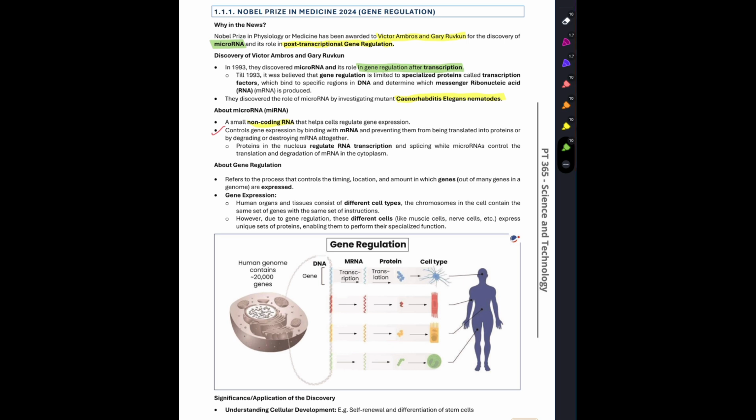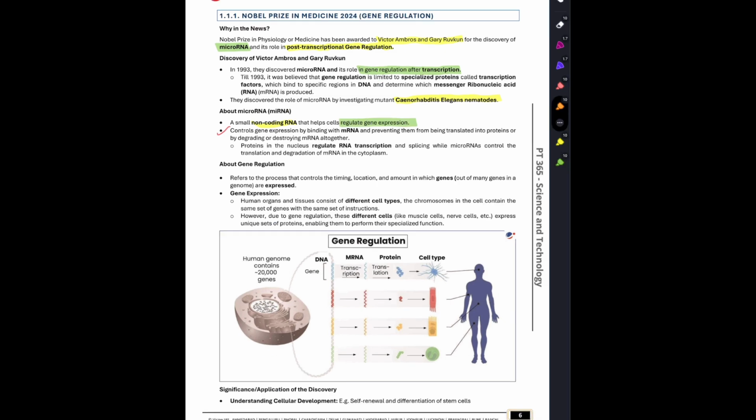They discovered the role of microRNA by investigating mutant Caenorhabditis elegans nematodes, or C. elegans. MicroRNA is a small non-coding RNA that helps the cell regulate genes. It controls gene expression by binding with mRNA and preventing it from being translated into proteins, or by degrading or destroying the mRNA altogether. This is a very important role, and this is why the discovery is of importance to us.